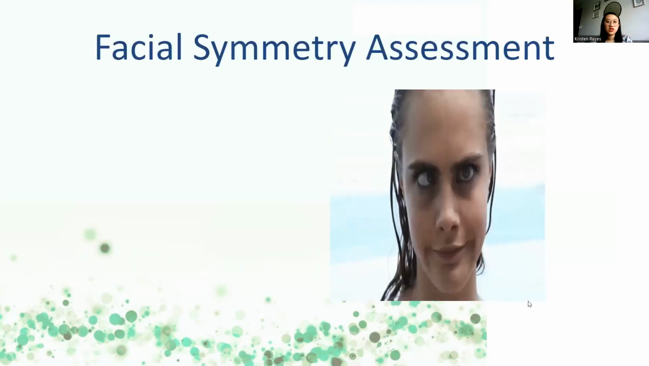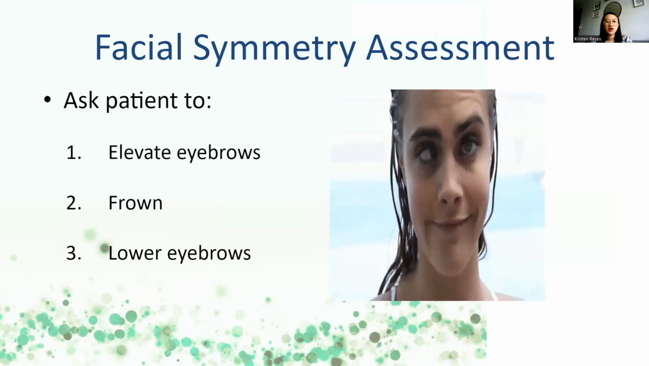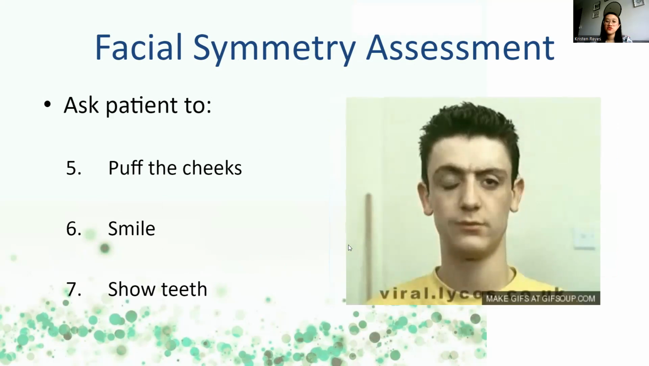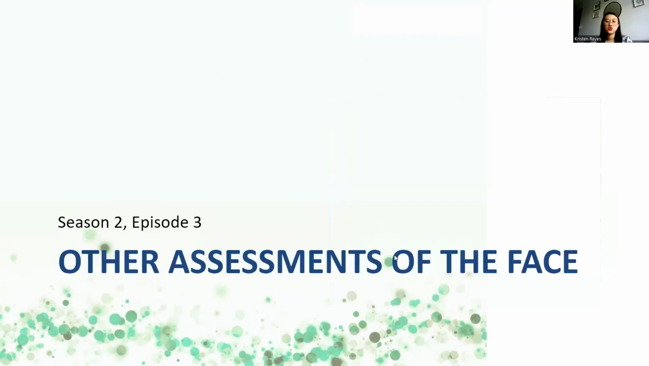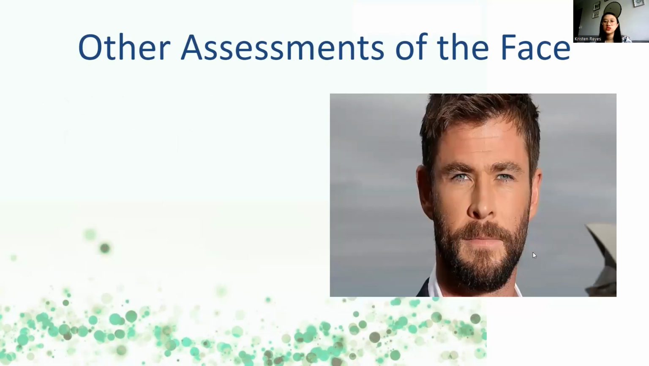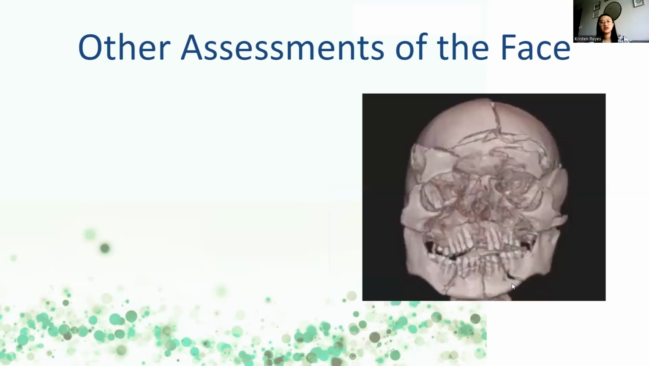Assessing facial symmetry. Again, ask the patient to elevate the eyebrows, frown, lower the eyebrows, close the lids tightly, puff the cheeks, smile, and then shrink. Other assessments of the face, of course, check for nodules, masses, depressions, even pimples. Moles are normal. But in general, there should be no nodules and no masses.